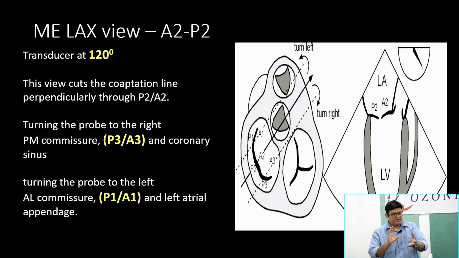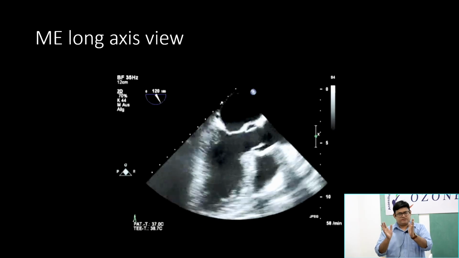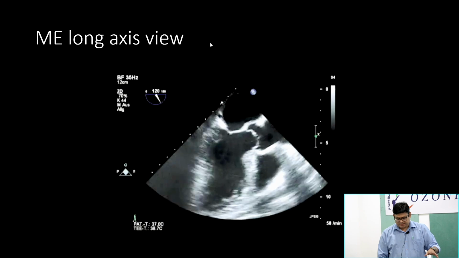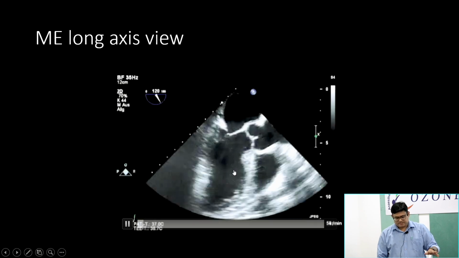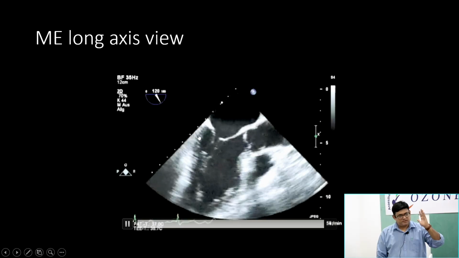So the anatomy in long axis is a little bit opposite of the previous two rotations. So this is your mid-esophageal long axis view. In this view you should not see papillary muscles. So that means that it is your proper long axis view.